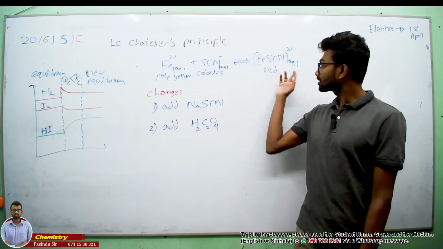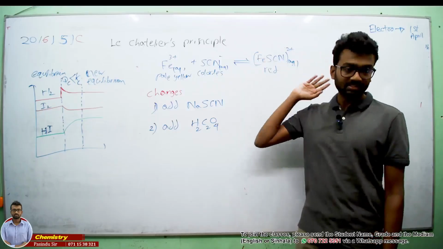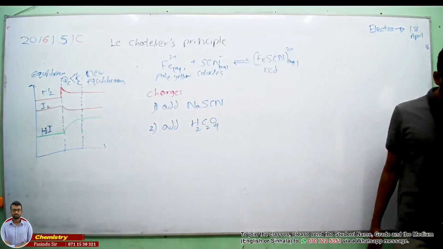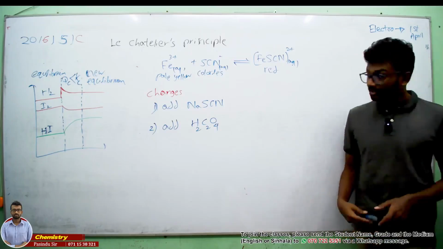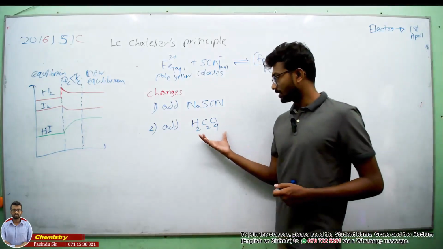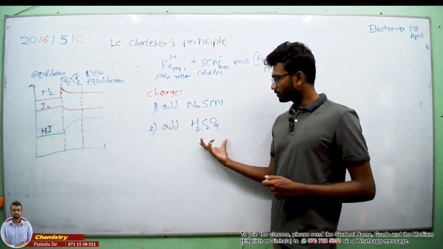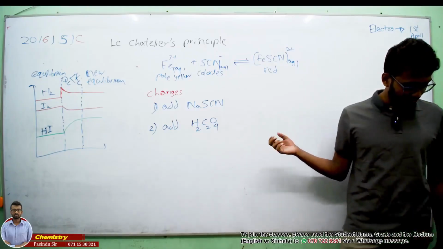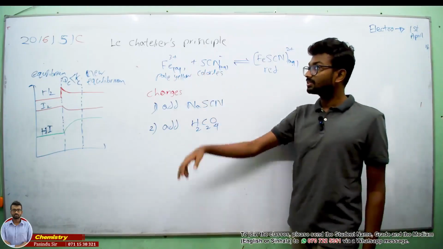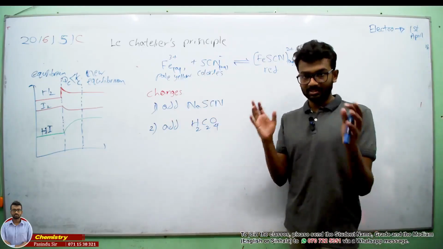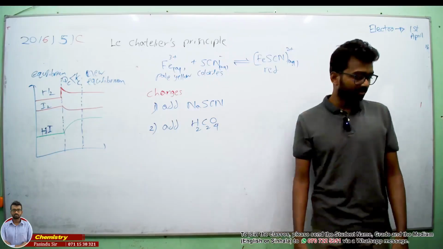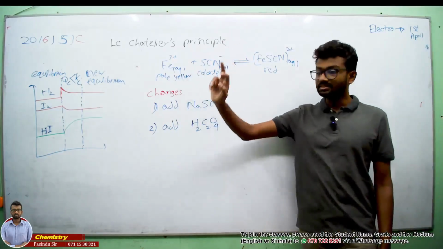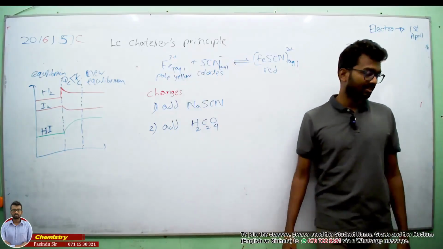The solution becomes red because it forms more FeSCN, right? Solution becomes more red. Then when you add H2C2O4, what will happen? This C2O4 ion can react with Fe3+, right? React means it forms a complex. It forms a stable complex. Then what will happen? The concentration of Fe3+ reduces, right? Clear?